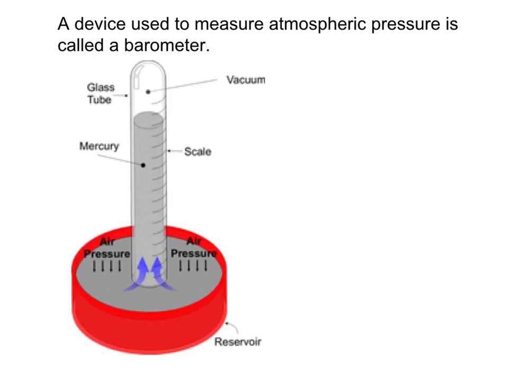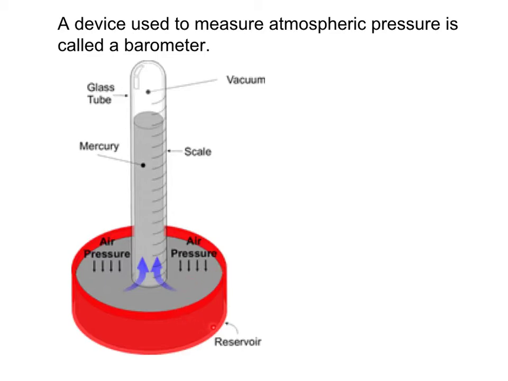A device used to actually measure the pressure that the atmosphere exerts on the surface of the Earth is called a barometer. And a barometer can be a very simple device. This is an example of one of the very first barometers, invented by Evangelista Torricelli. He was an Italian scientist, and he came up with this device used to measure the pressure of the atmosphere. Okay, so you'll notice it's pretty simple.